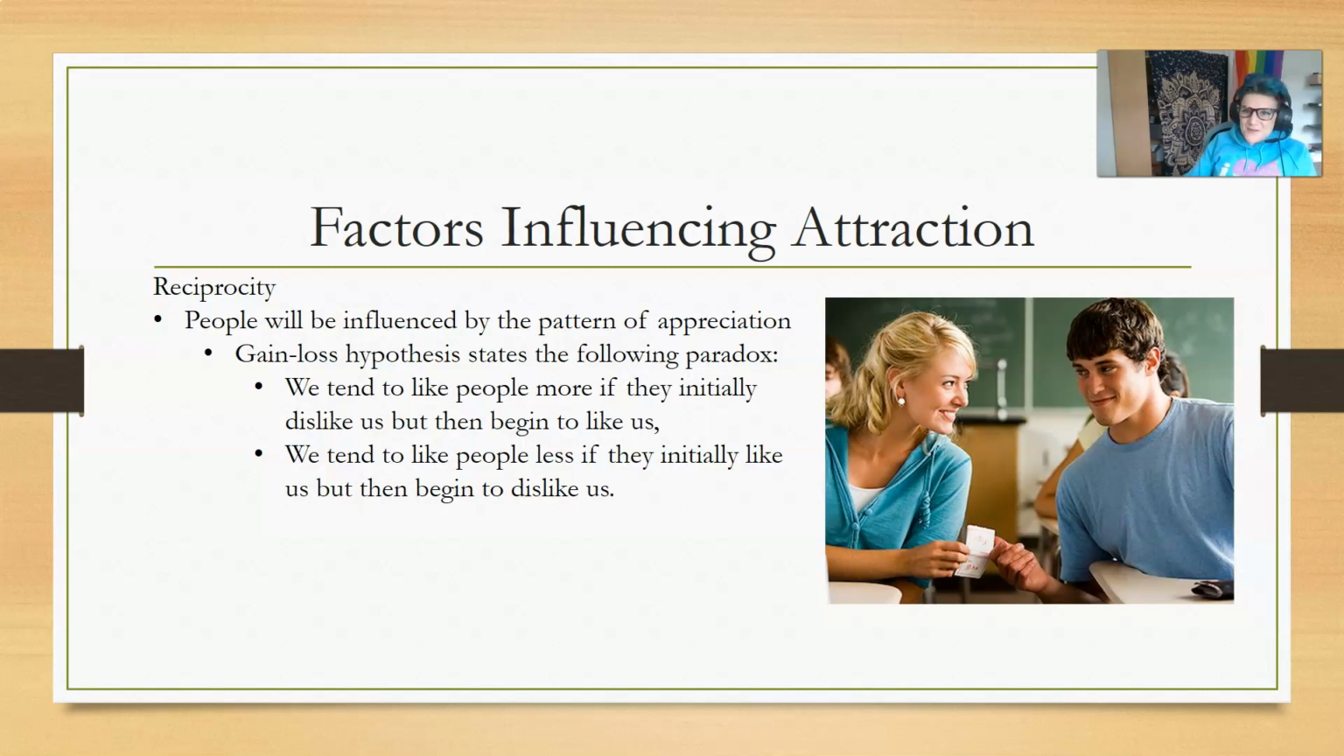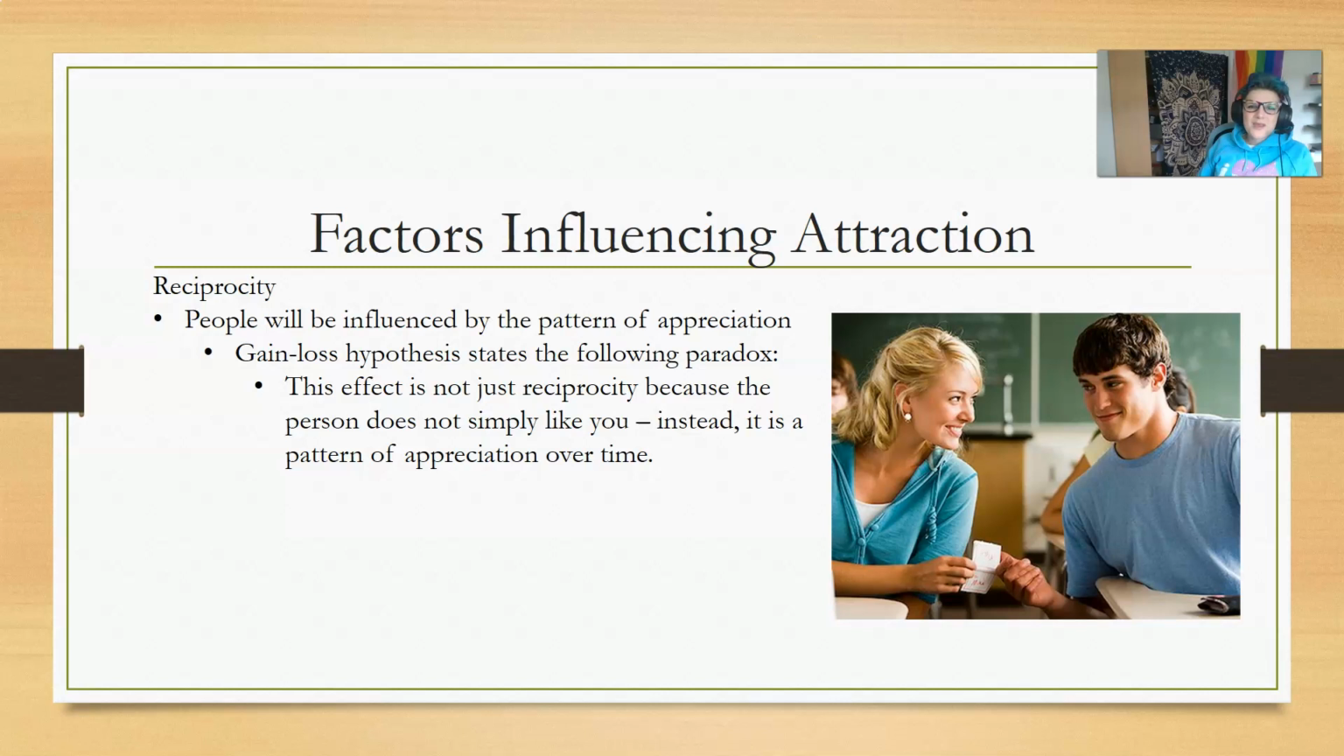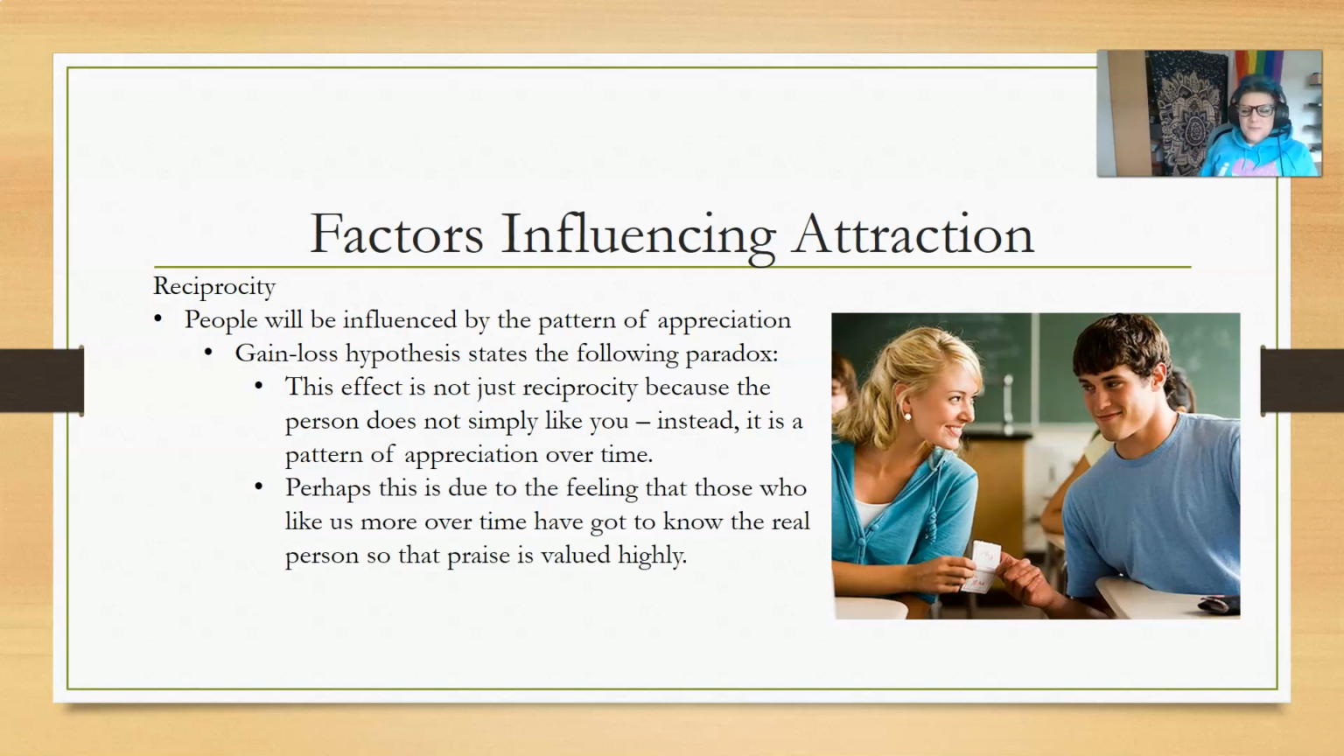So if you meet someone who doesn't initially like you and then you grow on them, then you're more likely to go, oh, okay, great, this person's actually nice. But if they initially like you, but then go off you, then you're not likely to return their initial attraction. This effect is not just reciprocity, because the person does not simply like you. Instead, it's a pattern of appreciation over time.